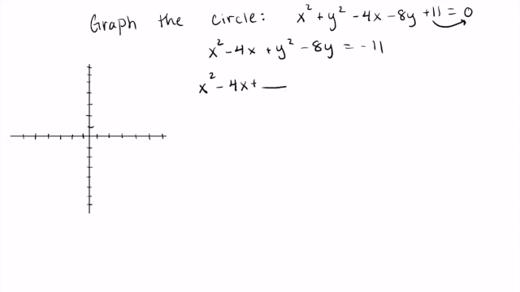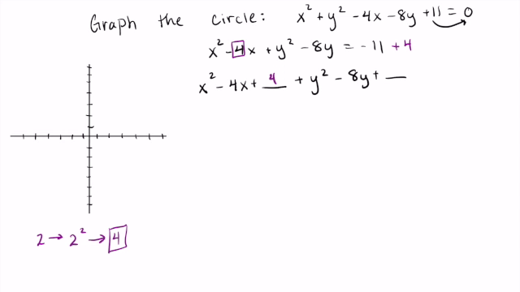And how I do that is, remember, I'm going to take half of my b term. So half of 4 is 2. I'm going to square 2, and that gives me 4. And whatever I do to one side, since I'm adding 4 there, I have to do to the other. And I'm going to do the same thing in terms of y.